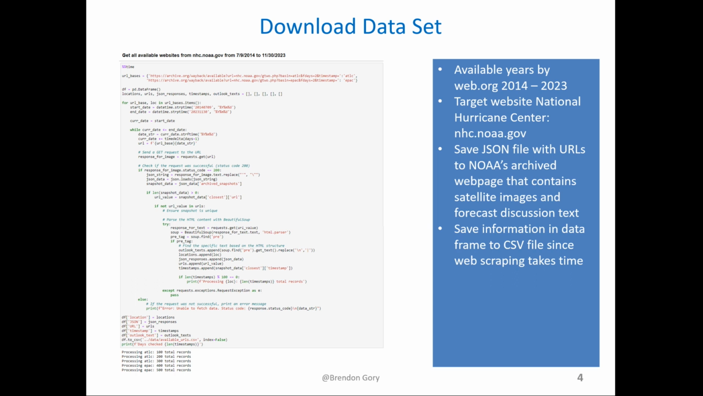So for the range, we're setting July of 2014 to November 2023. We are using an API to get JSON from web.org that tells us if it has those web pages available. If it has those web pages, we will navigate to those web pages to download the image and accompanying forecast text.